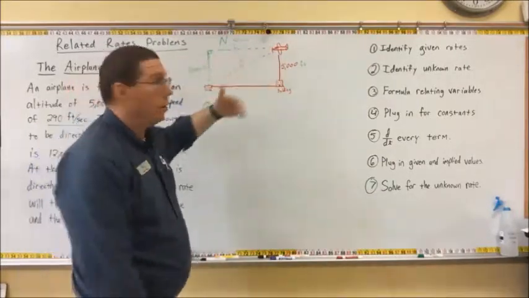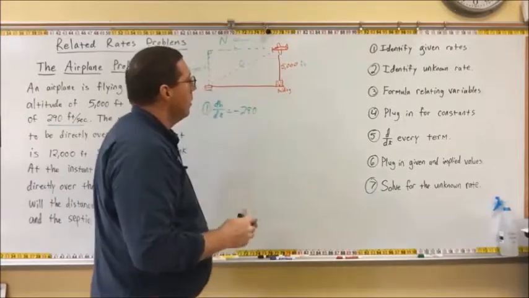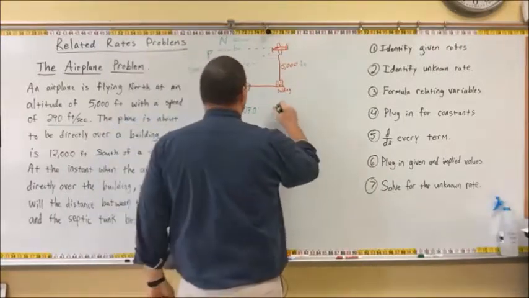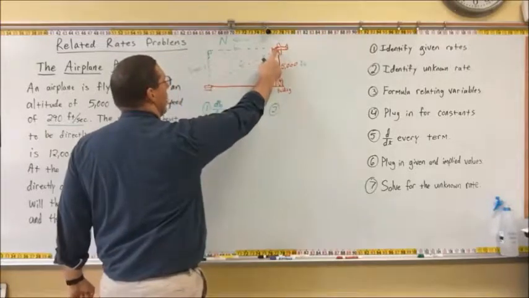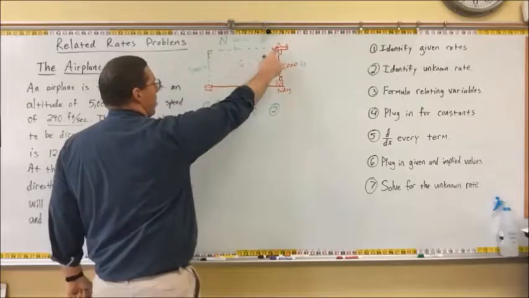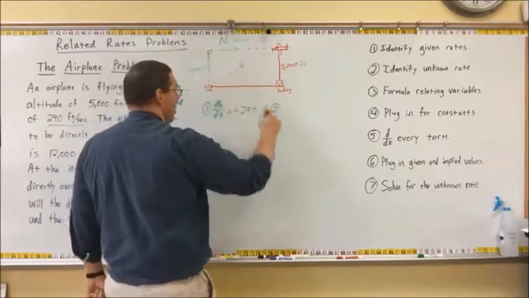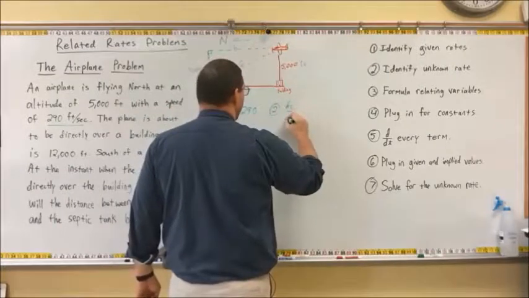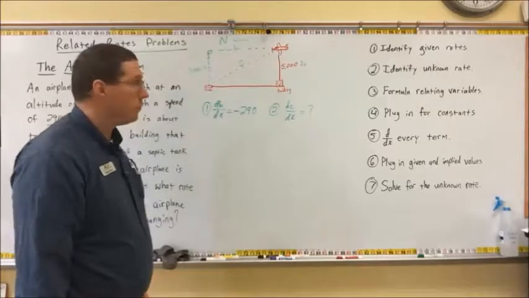It's getting shorter. So that's going to be negative 290. Okay? Identify the unknown rate. All right, step 2. The rate we want to know is the rate at which the airplane is getting closer to the tank by a straight line. And that is the hypotenuse. That's c. So we're trying to find dc/dt. We don't know that, but we're going to find it.